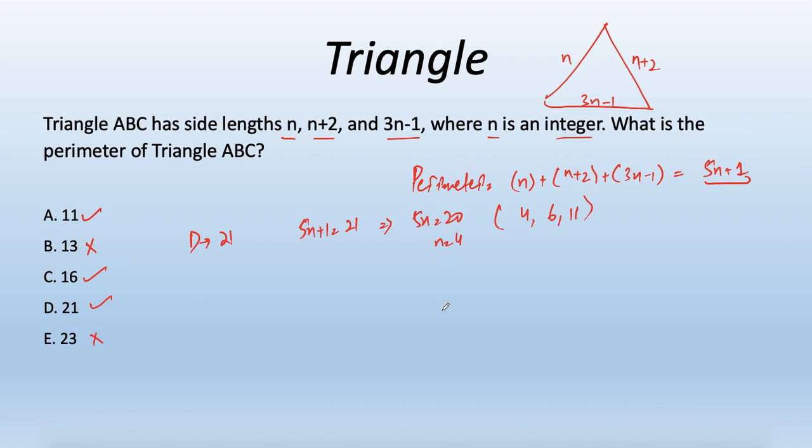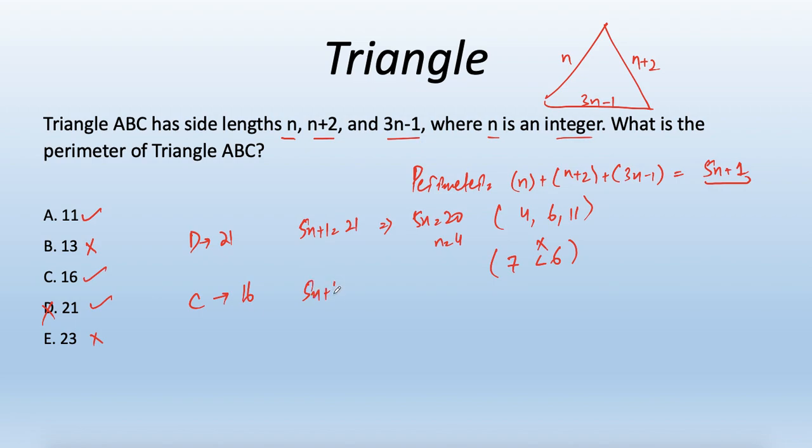For that, we need to use the triangle inequality rule that states that any side of a triangle must be greater than the absolute difference of the other two sides and less than the sum of the other two sides. So if I consider side 6, that must be greater than the difference of the other two, that is 11 minus 4, which is 7, and this is not possible because 6 is not greater than 7. So this is wrong.